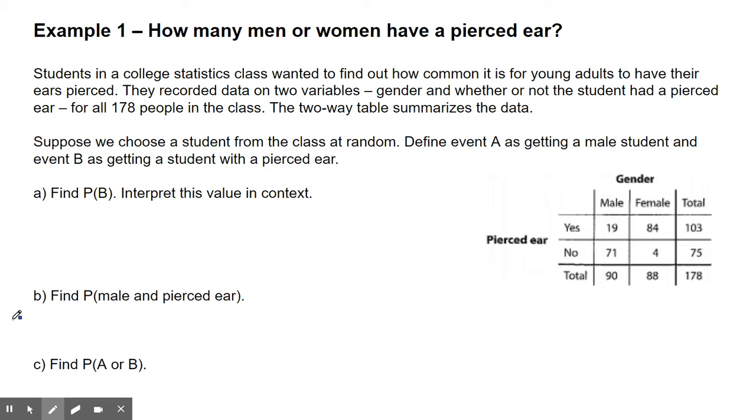They recorded data on 2 variables, gender and whether or not their ears are pierced, for all 178. The two-way table summarizes the data. So two-way tables are another important idea. Two-way tables have 2 variables on them.